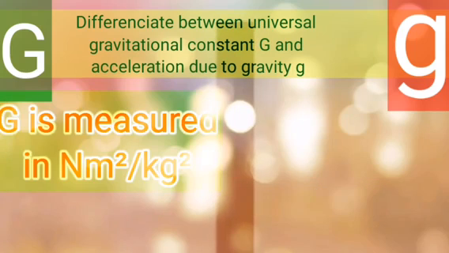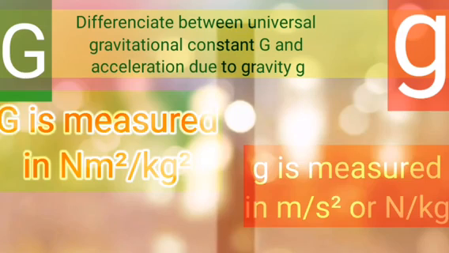Another difference is that this capital letter G, universal gravitational constant, is measured in Newton meter square per kilogram square. That is the SI unit. Whereas the acceleration due to gravity is measured in meter per second square or Newton per kilogram. That's Newton per kilogram.